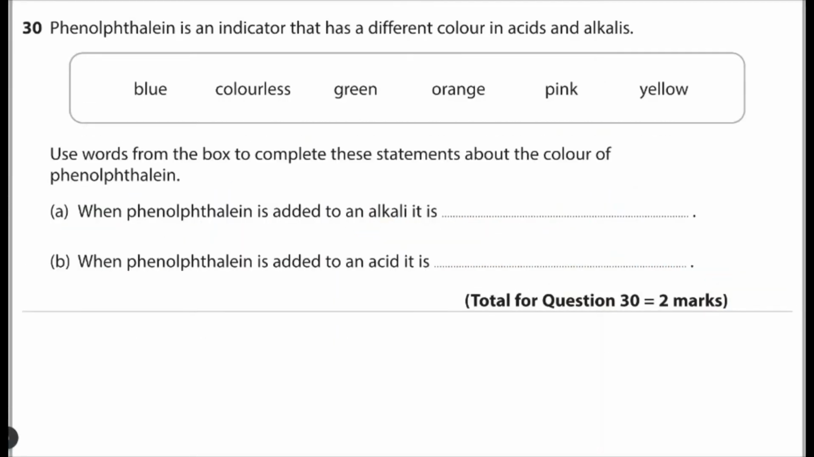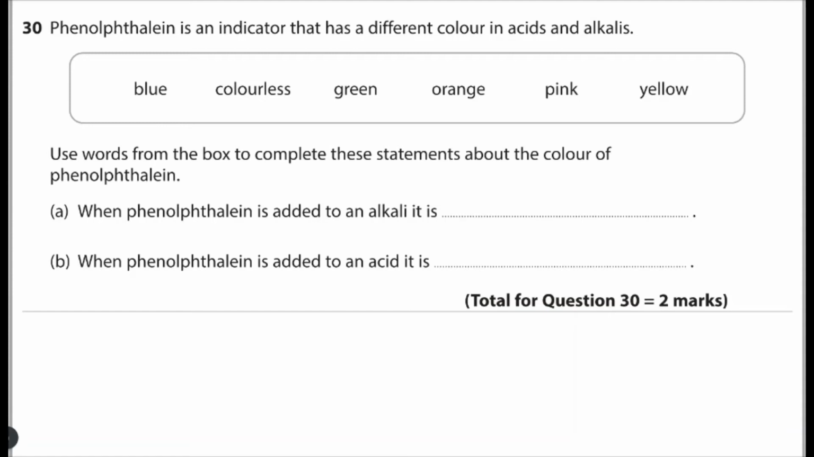Thirtieth question. Phenolphthalein is an indicator that has a different color in acids and alkali. It's an indicator, and there are a few other indicators that you have learned about: universal indicator, litmus, and methyl orange. And we are talking about phenolphthalein here. Use words from the box to complete these statements about the color of phenolphthalein.